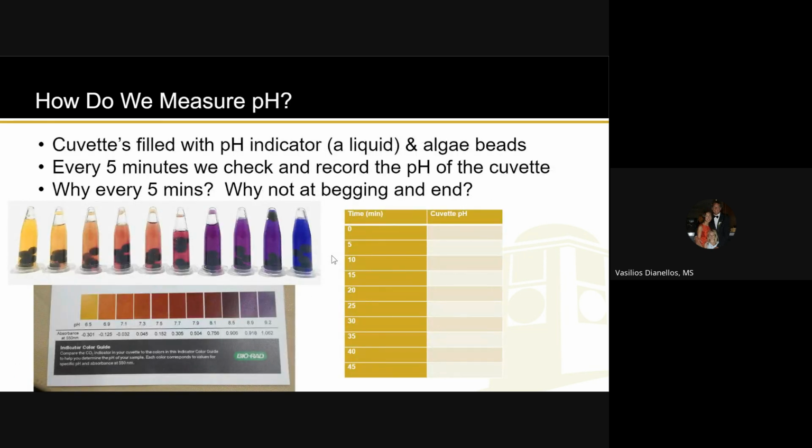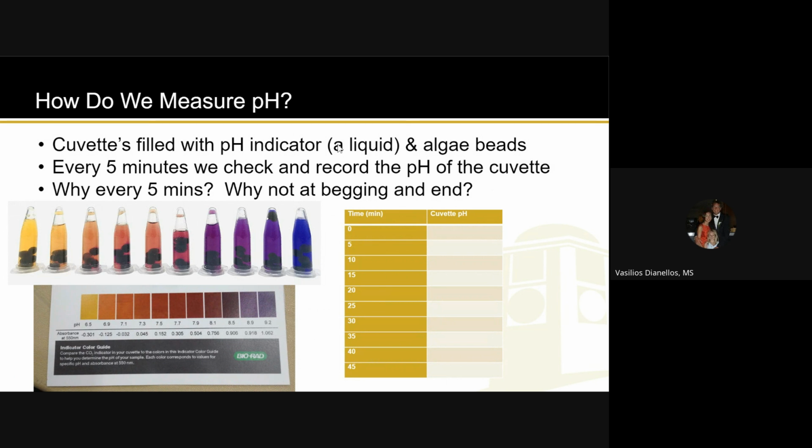So like I said, these things are sealed up, right? So let's talk about how we're going to measure the pH. So we have these little cuvettes. Yours are going to look different. They're not actually little, they're about the same size, but they're not round. Not that that matters, but you're going to have little sealed up plastic containers that have algae beads in there and water and a pH indicator. And you guys are already familiar with the pH indicator.